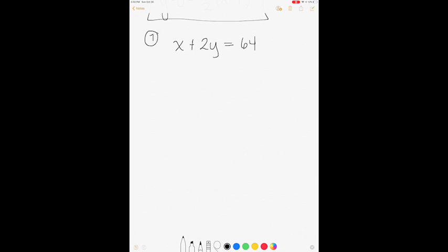So for number 7, we're told that there are two positive numbers such that the sum of the first and twice the second is 64. So that's what I have written right there. X would be the first, y would be the second. So the sum of the first and twice the second is 64. All right, we were also told to maximize the product, maximize the value of x times y.